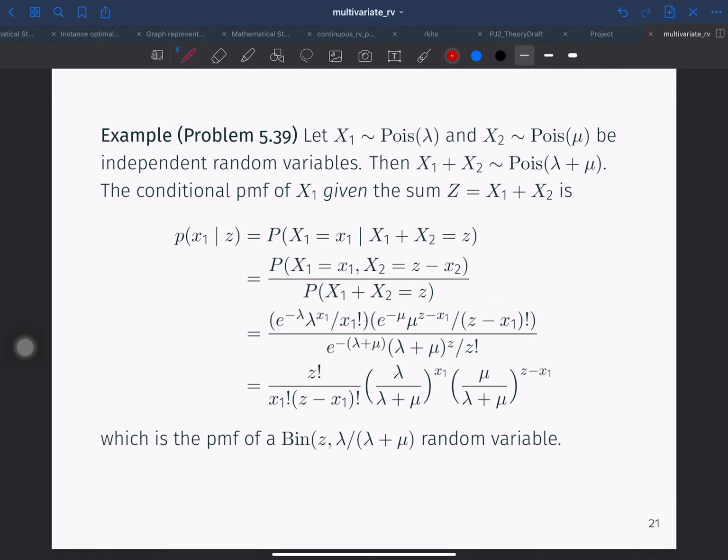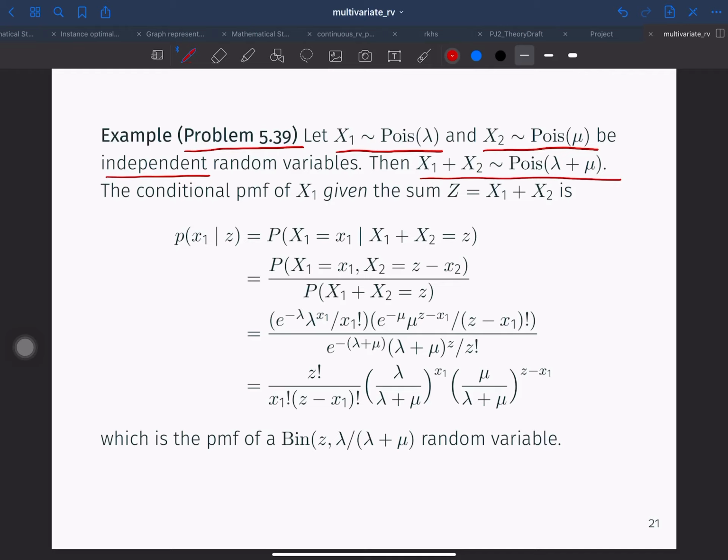But let's take a quick and, I guess, interesting example. So this is problem 5.39 in your textbook. So if we have x1 is Poisson with parameter lambda, and x2 is Poisson with parameter mu, and they're independent, then x1 plus x2 is Poisson with parameter lambda plus mu. We have seen this in chapter 3.